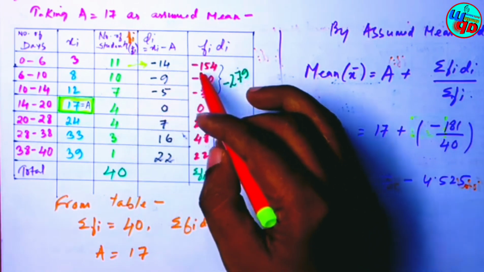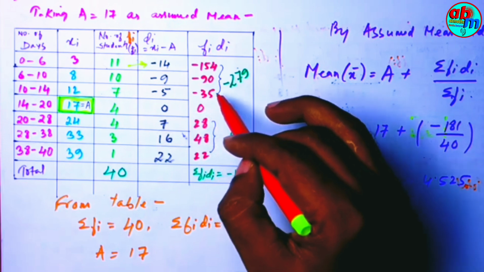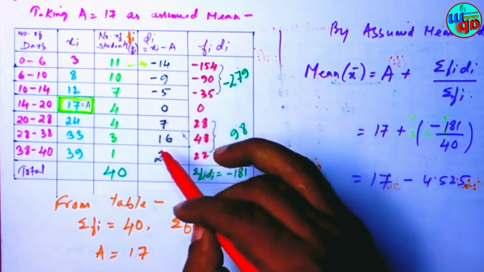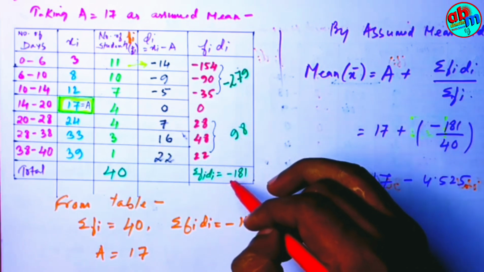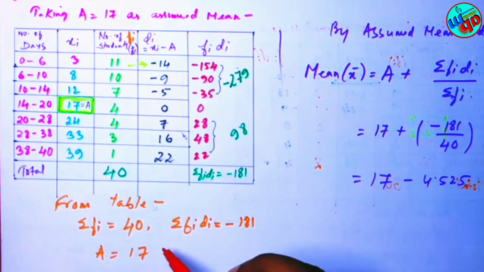So 11 into minus 14 is minus 154, 10 into minus 9 is minus 90, 7 into minus 5 is minus 35. So we get a total of minus 279. Likewise, 4 into 7 is 28, 3 into 16 is 48, 1 into 22 is 22, which gives 98. So summation fi di is, taking the total of this, minus 181. So we got the value of summation fi as 40, summation fi di as minus 181, and a equal to 17.